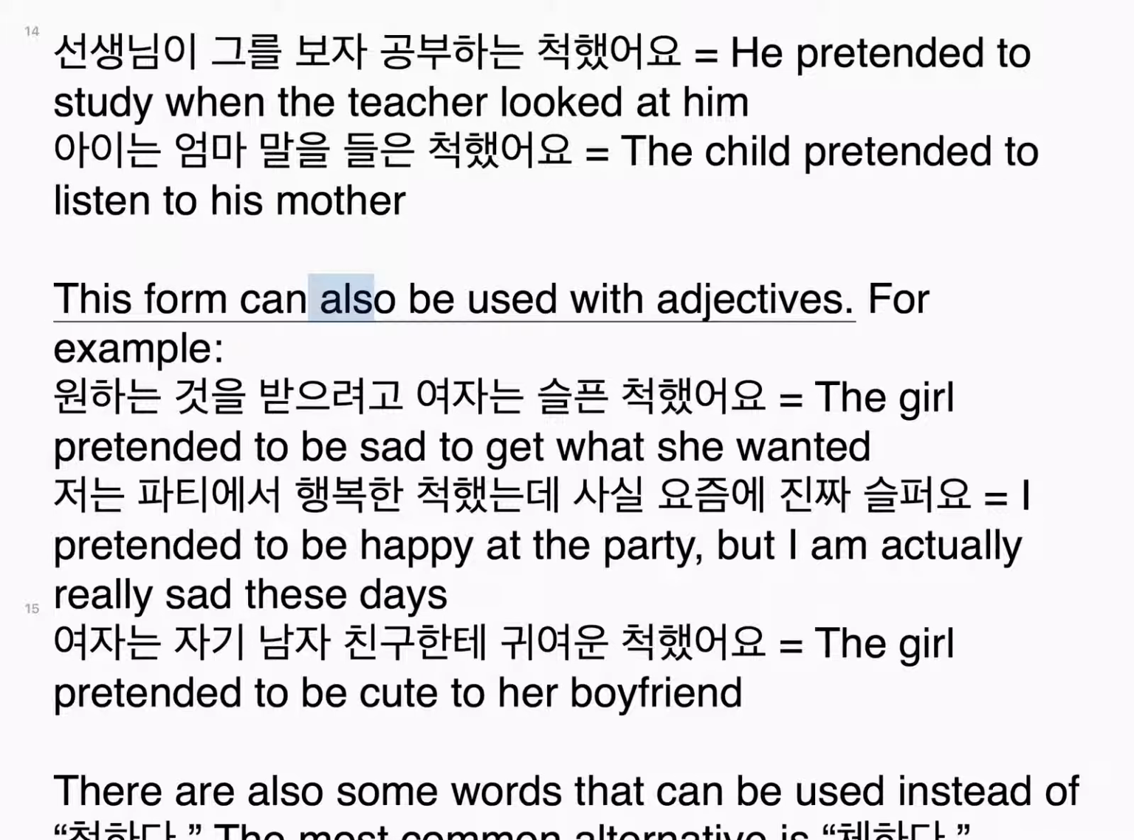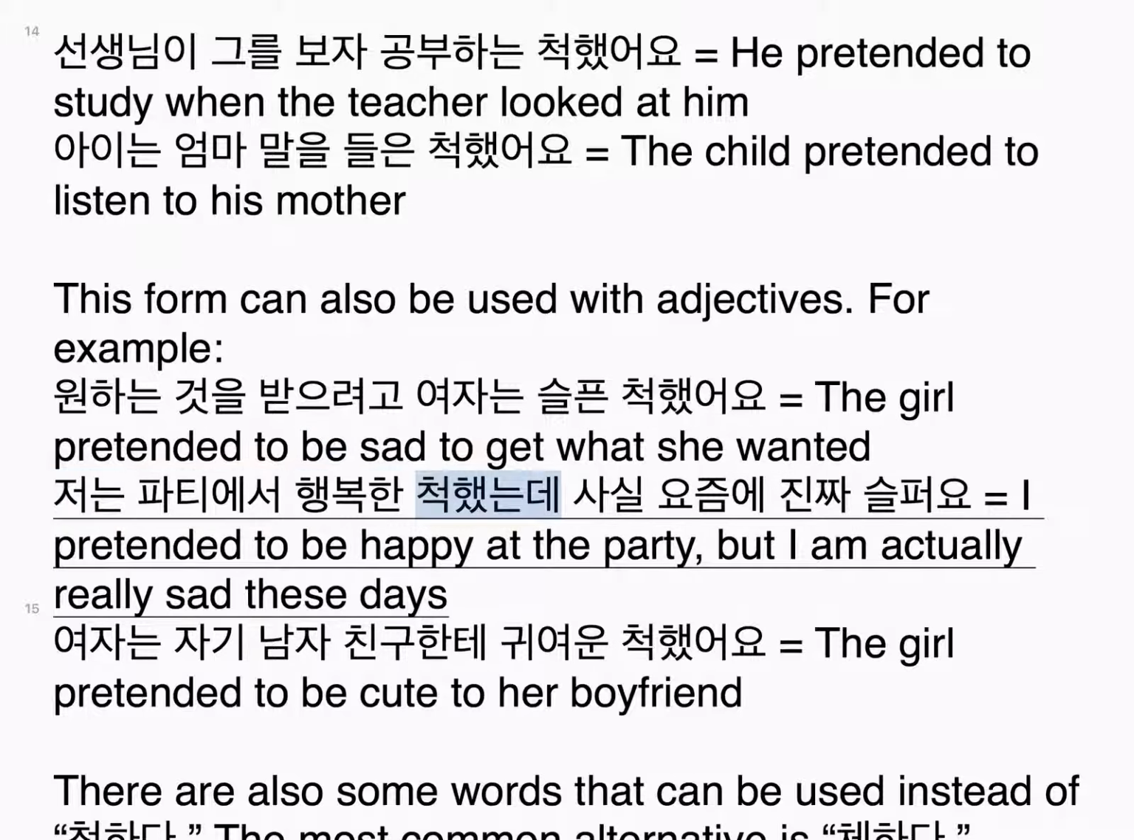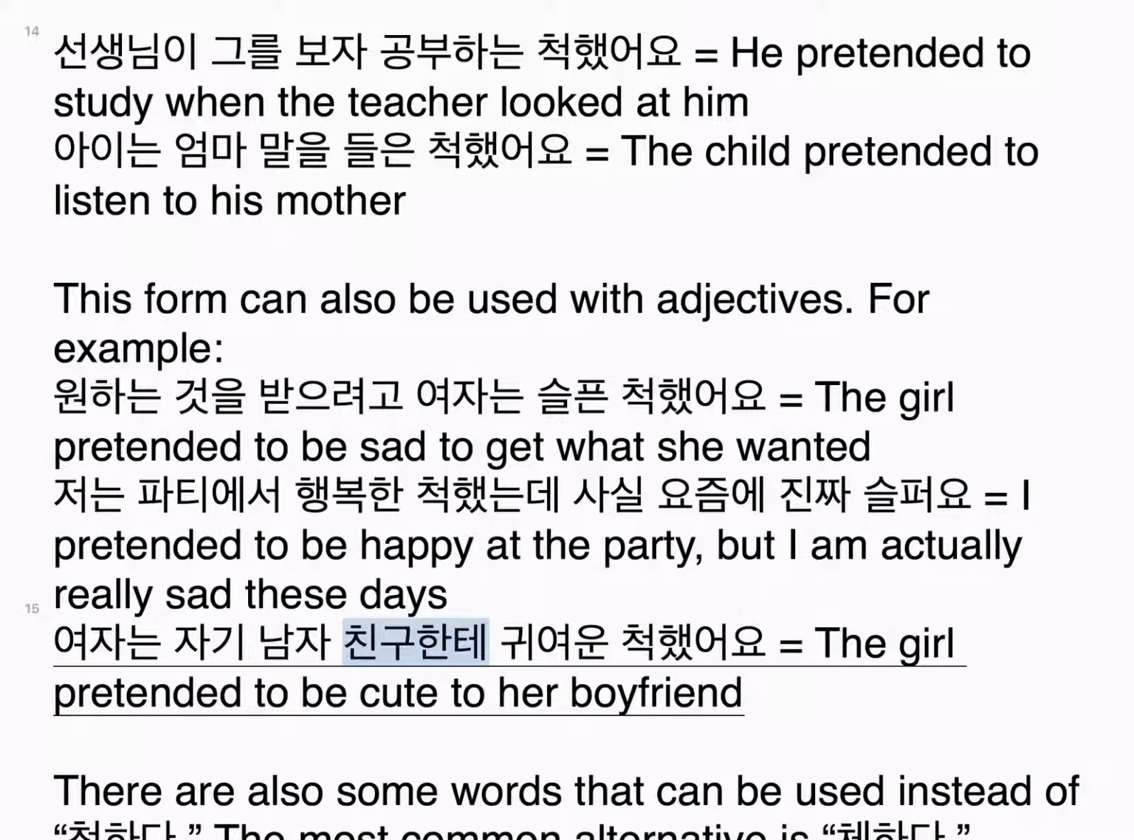This form can also be used with adjectives. For example, 원하는 것을 받으려고 여자는 슬픈 척했어요. The girl pretended to be sad to get what she wanted. 저는 파티에서 행복한 척했는데 사실 요즘에 진짜 슬퍼요. I pretended to be happy at the party, but I am actually really sad these days. 여자는 자기 남자 친구한테 귀여운 척했어요. The girl pretended to be cute to her boyfriend.